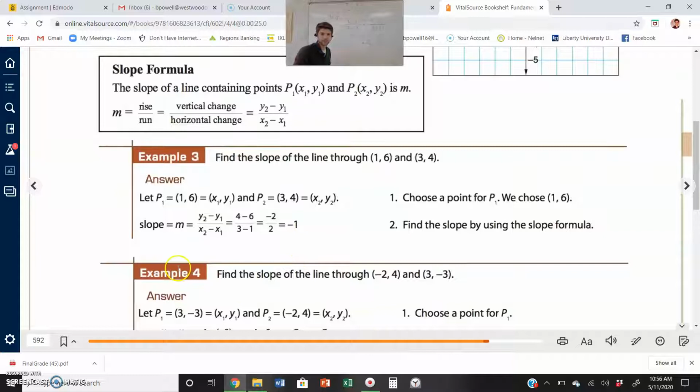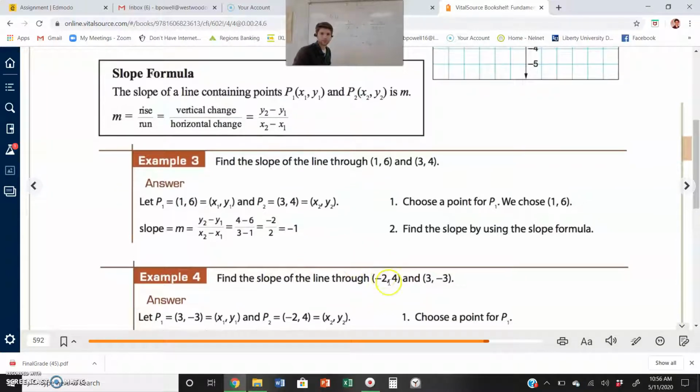Let's do example number 4. Notice we have different points. I'm going to keep the same equation, y2 minus y1 over x2 minus x1. And let's write down our points. Here we have negative 2, 4, and 3, negative 3.